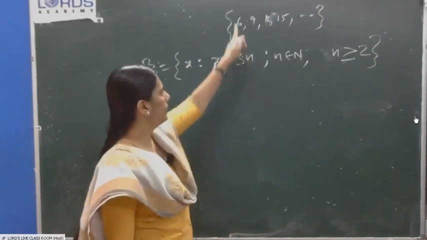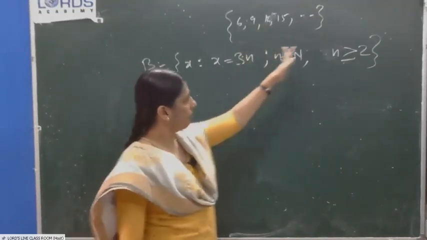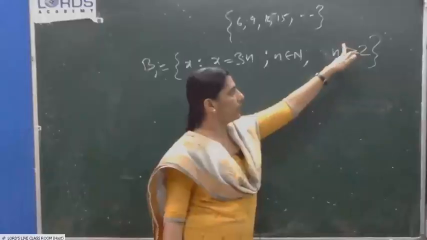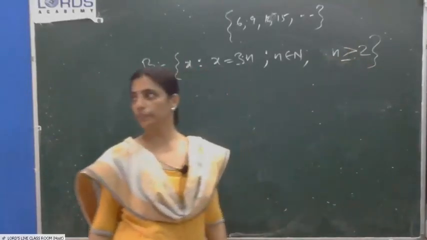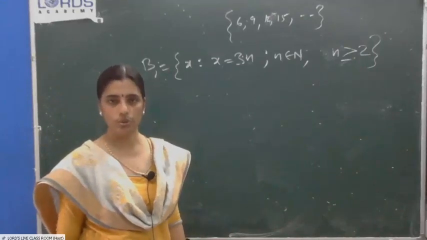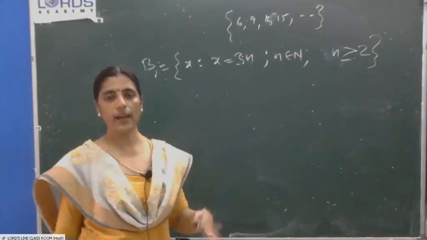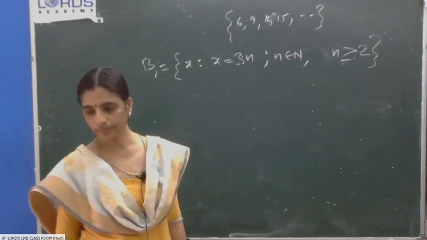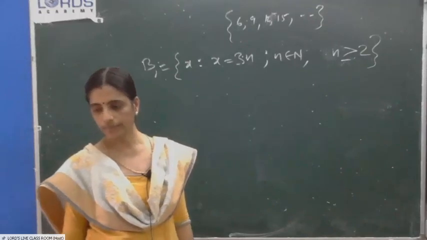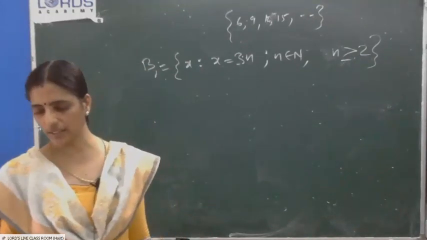If you give 2, it will be 6. If you give 3, it will be 9. If you give 4, it will be 12. Likewise, it will go. The first time we are using the symbol greater than or equal to 2. N is greater than or equal to 2, that is, 2 and above. Got the meaning? Is it clear? Clear. Okay. By writing only, you will get this experience.